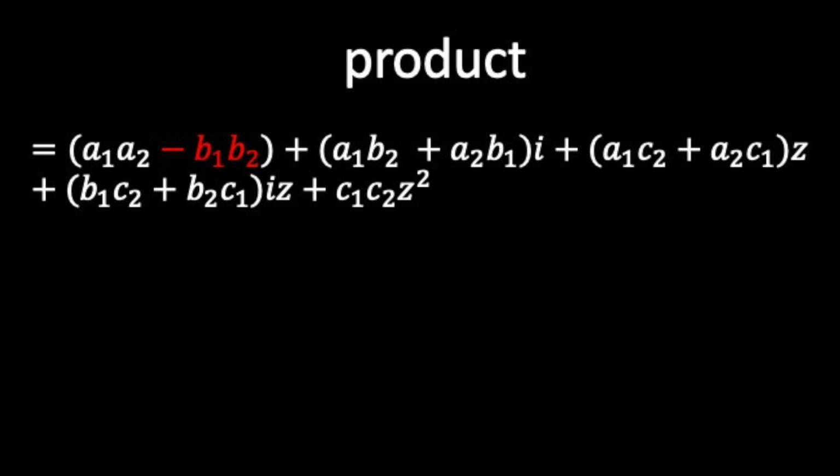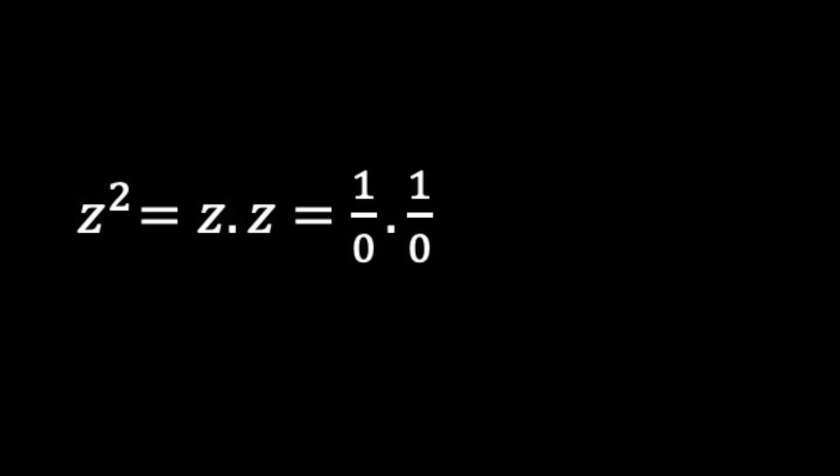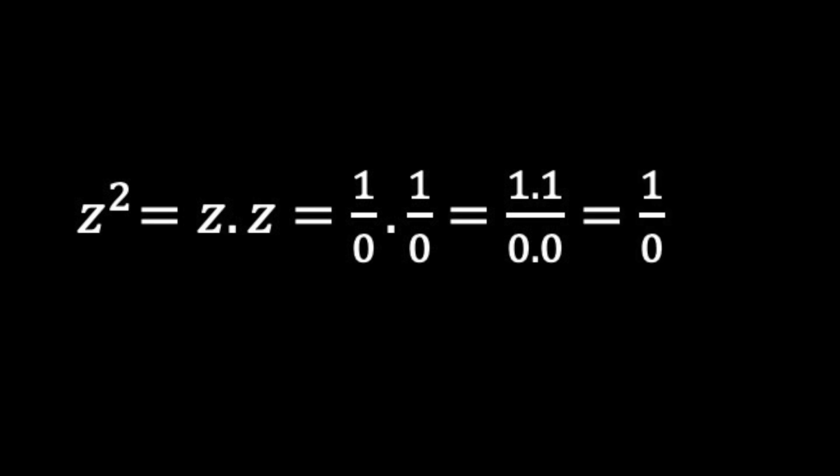So here we've got two rather strange terms, one with iz and one with z squared. Let's look at the z squared term first. What is z squared? z squared, of course, is z times z. That is 1 divided by 0 times 1 divided by 0, which can be rewritten as 1 times 1 divided by 0 times 0. And this, of course, is 1 divided by 0, which is our initial z. So we know that z squared is equal to z.